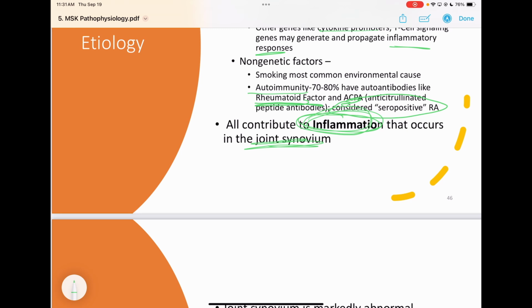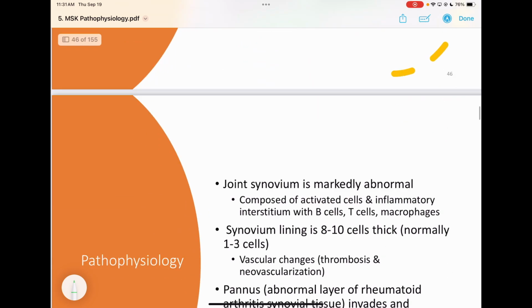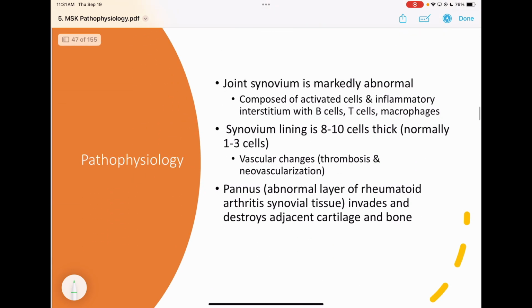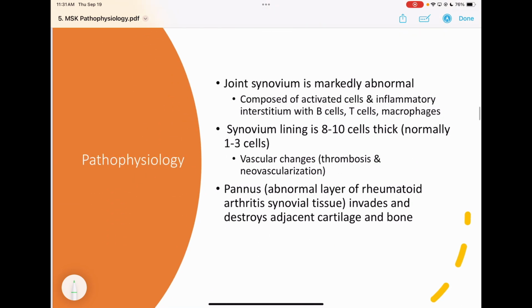This is not a degradation of the cartilage. This is an inflammation of the joint space. So the joint synovium is markedly abnormal. Activated cells, inflammatory cells, B cells, T cells are all there. The synovium lining becomes very, very thick, 8 to 10 cells thick. Normally it's only 1 to 3 cells thick, that synovial membrane. Not very inflamed, but here it starts getting very thick, and you get some vascular changes as well.